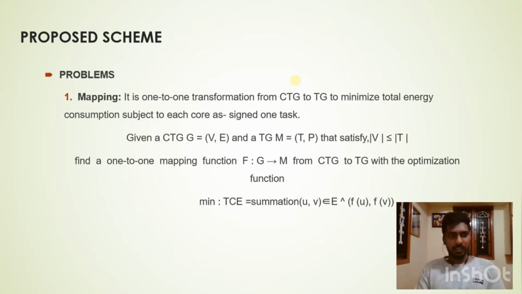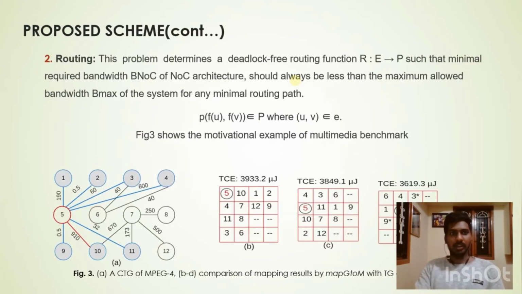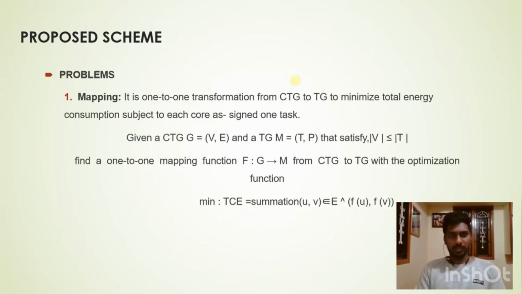Then what they are going to propose, the proposed scheme, and what problems they are going to tackle. To address these kinds of issues, we are going to see two types. One is mapping, another one is routing. These two are very important to understand clearly in this paper. What is mapping? CTG we know, TG we know.